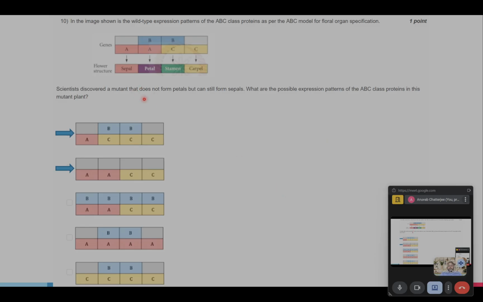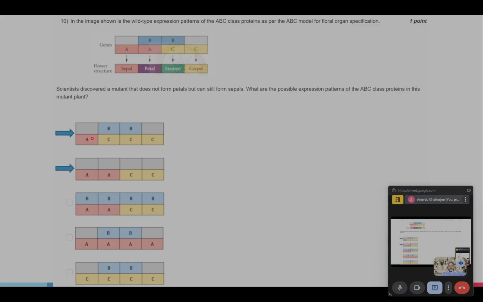And our question is, our mutant cannot form petals, but still forms sepals. So if I want to remove petals, I will have to remove this category, but I still have sepals. So A is being expressed. It is probably that B is just not being expressed. So our plant probably does not have an A and B combination, but can have any one of the others.